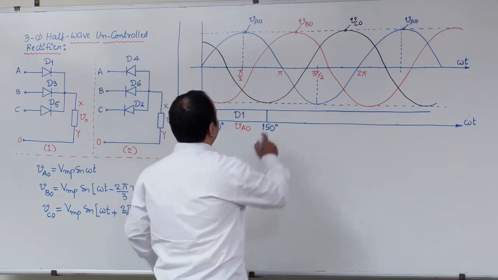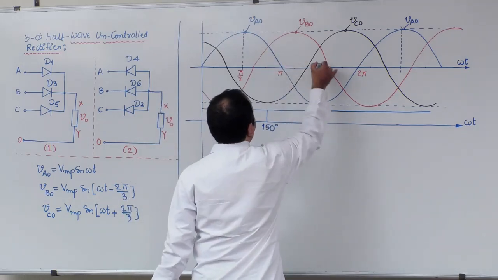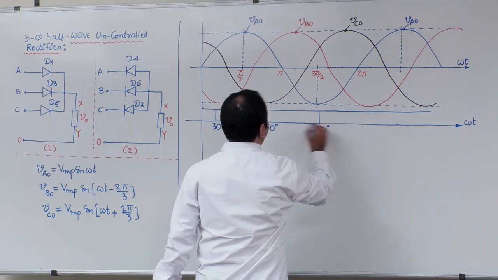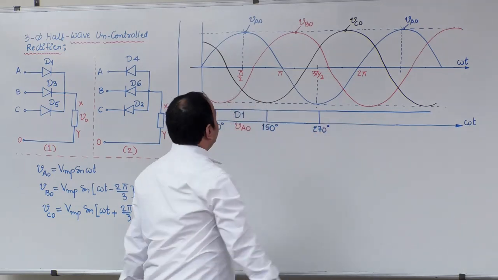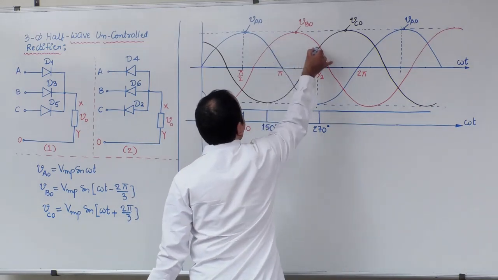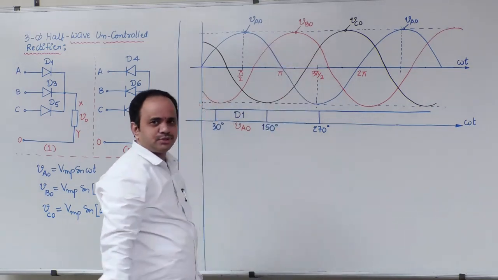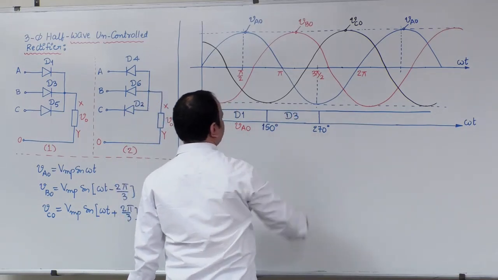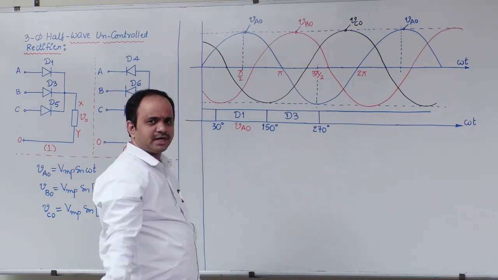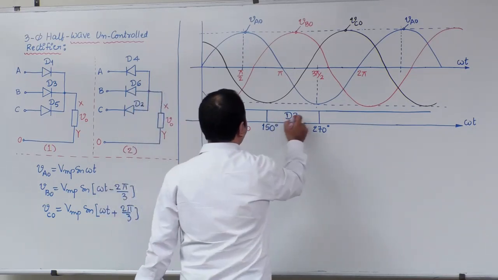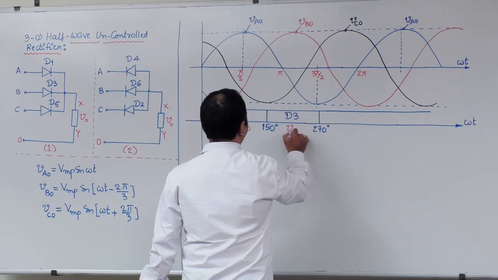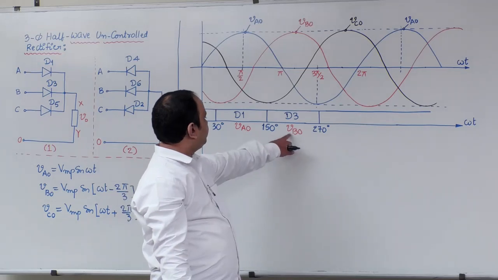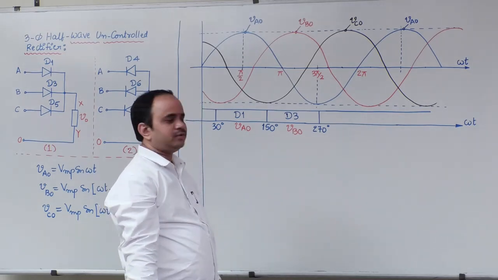Next, from 150 to 270, I can notice here phase B is more positive. Therefore, D3 will be forward biased, because of which the diode will start conduction. So if D3 is in conduction, output voltage will be equal to VBO.